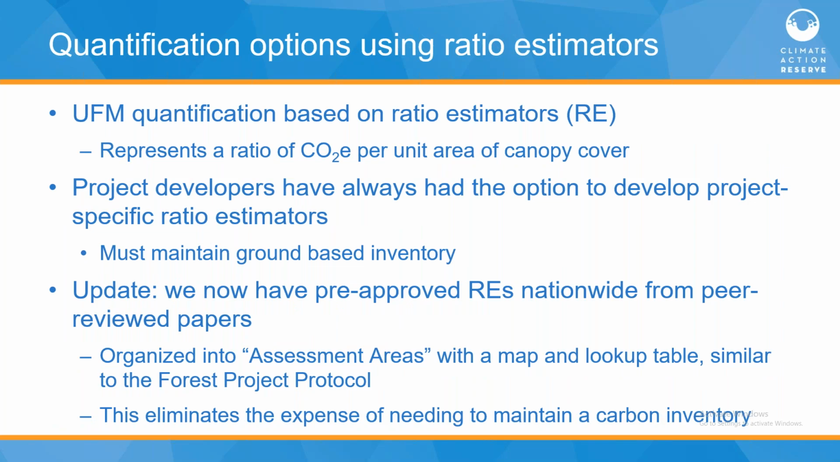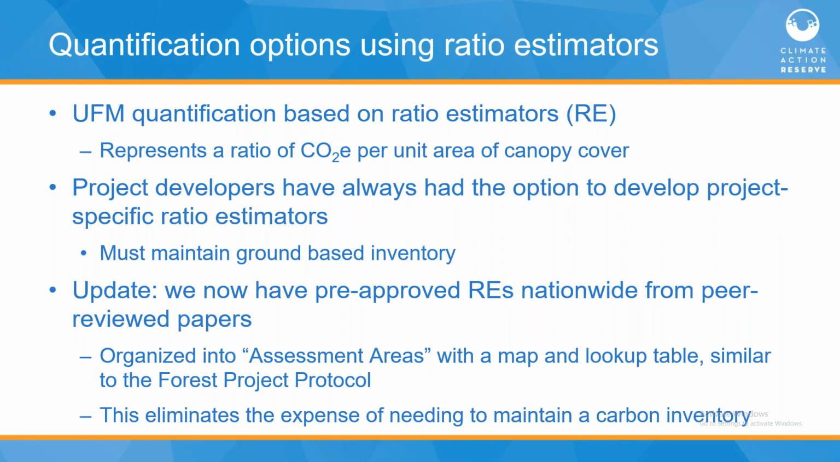So like I mentioned, we really base a lot of our urban forest management quantification on this idea of ratio estimators. This is something that existed in the original version of the urban forest management protocol. It's not a new concept, but originally the only option was for project developers to maintain a ground-based inventory of the urban forest and calculate project-specific ratio estimators by directly sampling canopy cover and measuring trees to obtain a carbon value within the project area.